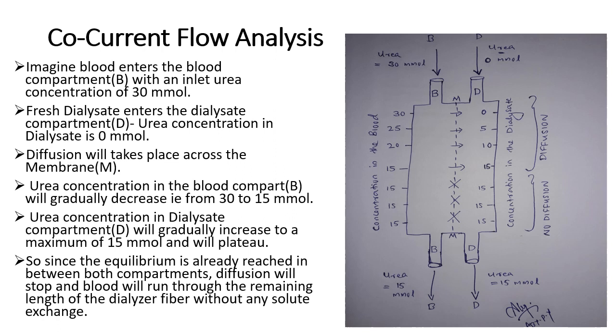In the remaining length of the dialyzer, the blood will simply run through the remaining length of the fiber without any diffusion, and as a result, only a limited quantity of blood will be cleared of urea, especially during this co-current flow.